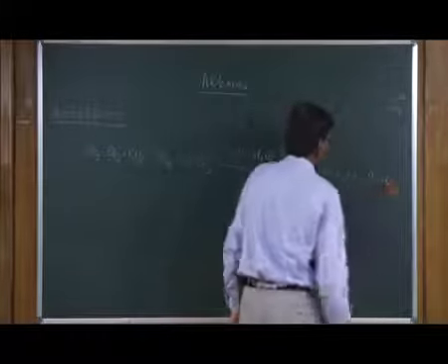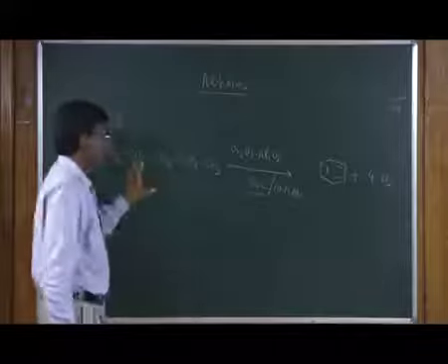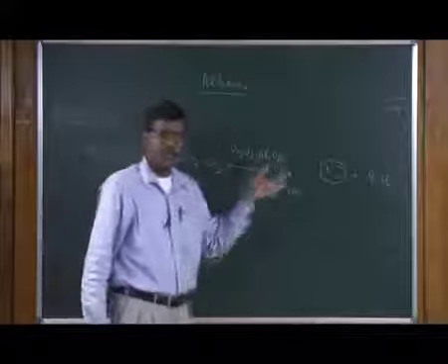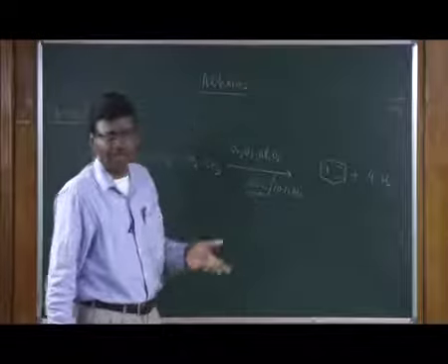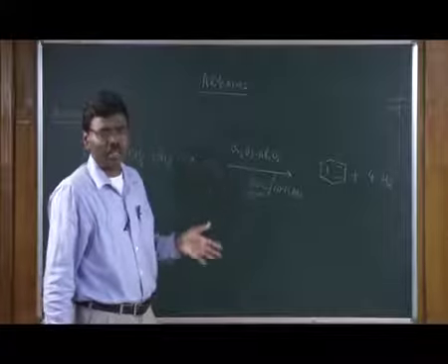Plus hydrogen gas. Similarly, instead of hexane, if you have heptane, you can make toluene. If you have octane, you can make ethylbenzene and so on using different catalysts. This is called aromatization reaction.